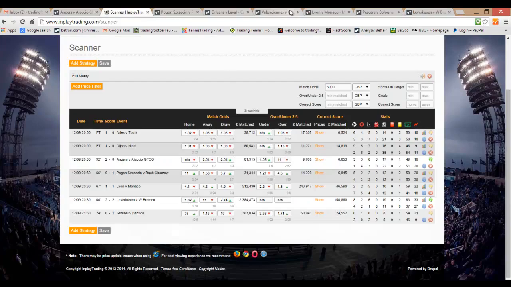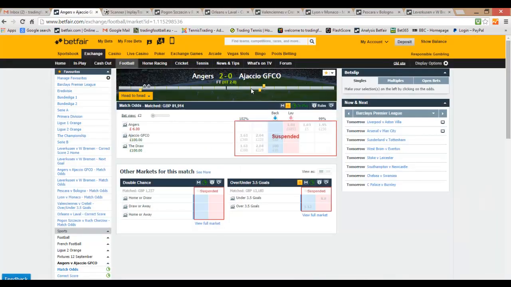Okay, there's back to the Angers Ajaccio, coming up to the full-time whistle. 2-0 there. So that's a £6 loss. Confirmed. Disallowed goal, unfortunately. Put paid to any profit there.